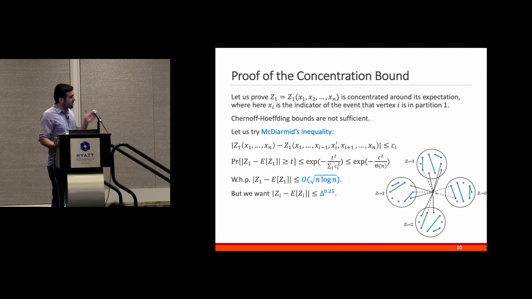But recall that what we need is only dependence on delta. Why? Because this additive deviation times k is the remaining degree of a vertex. We would like to argue that this maximum degree delta gets smaller and smaller. So we don't want any dependence on n here. So we want to prove a concentration bound that does not depend on this dimension n of these random variables.